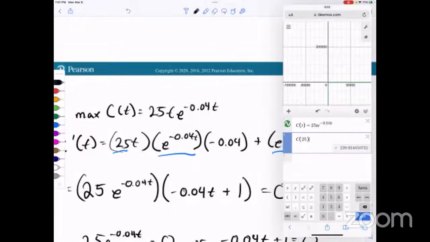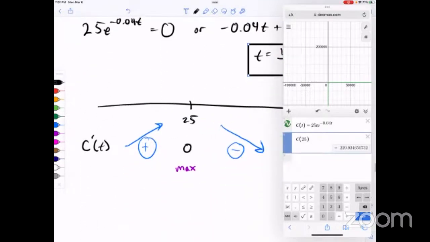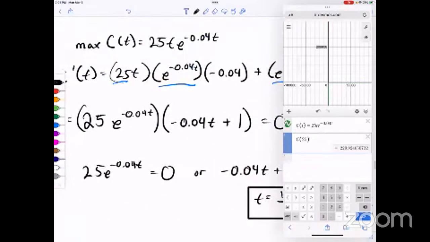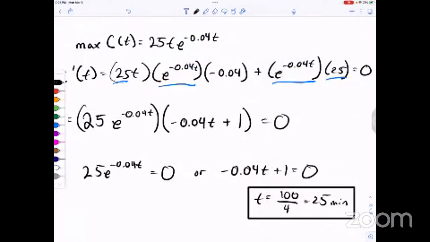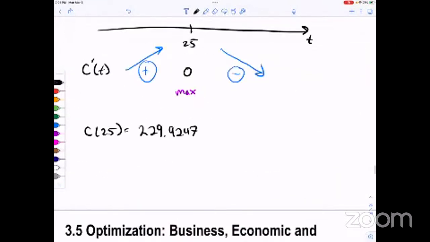Let's see. So then, see if after 25 minutes, the max concentration we get was 229.9247. The units, nanograms per milliliter, after 25 minutes.